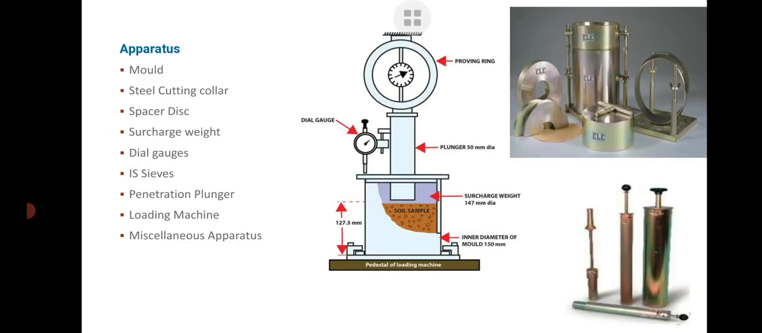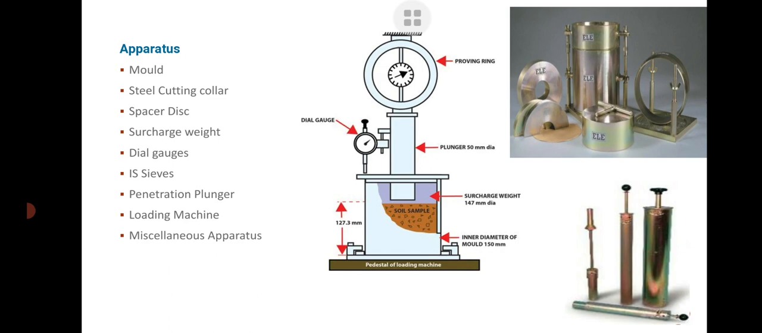So here is the apparatus which is used for the subgrade preparation of the CBR test. Here is the CBR machine. Here is the proving ring. Here is the dial gauge. Here is the plunger of 50 mm diameter. Here is the height of the mold. Here is the inner diameter of the sample. Here is the surcharge load. These are the surcharge loads. Here is the compactor.